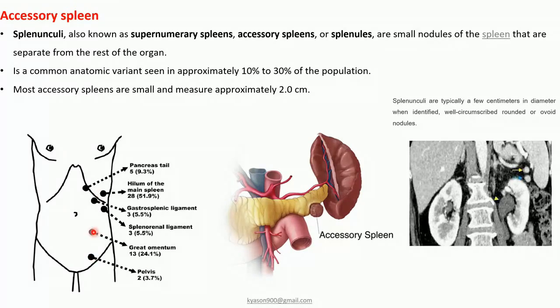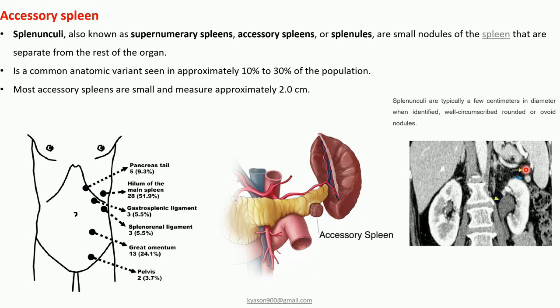They can be within the greater omentum. They can be within the splenorenal ligament, within the gastrosplenic ligament, within the tail of the pancreas, and that always confuses. You may think that there is a tumor of the pancreas, yet it's just splenic tissue within. Okay, most of the time they are close to the hilum of the spleen. They are round ovoid structures or nodules.